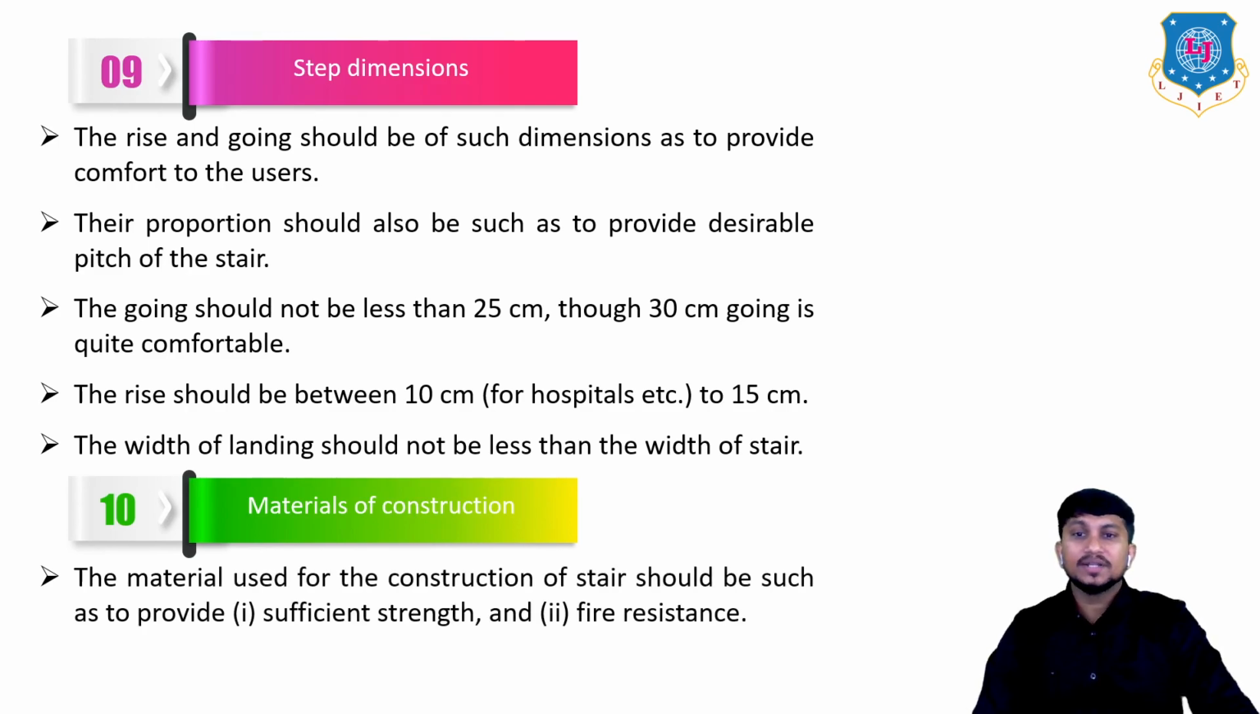Next is materials for construction. The material used for construction of stair should be such as to provide sufficient strength and also fire resistance. So that's all about the various requirements of a good stair.